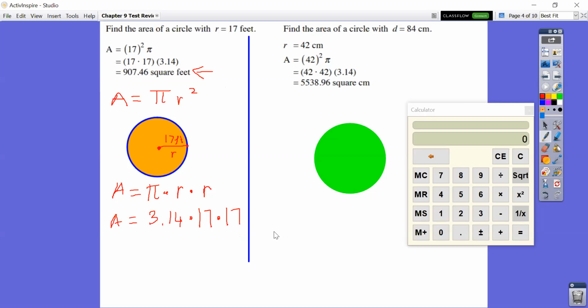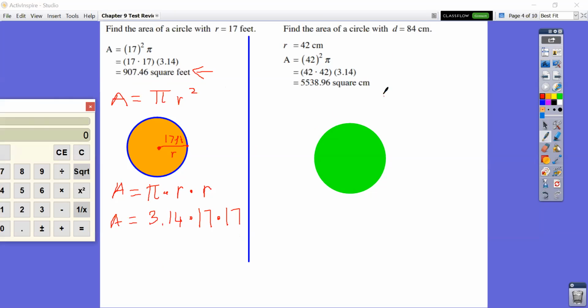The other one, find the area of the circle. Diameter is 84. This is the center of the circle, centimeters. The formula again, A equals pi times radius squared. It's the same thing as saying A equals pi times radius times radius. Look at this formula. We have no radius for this question. They only get you diameter, 84 centimeters.